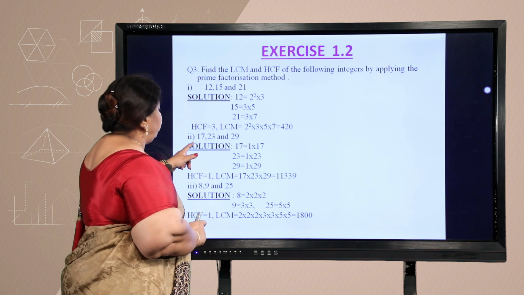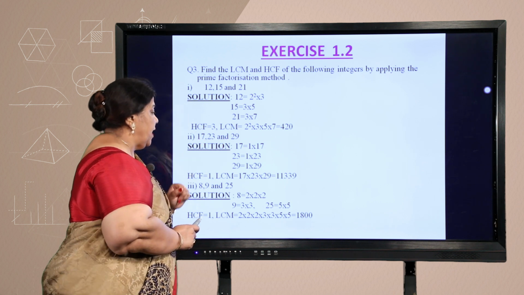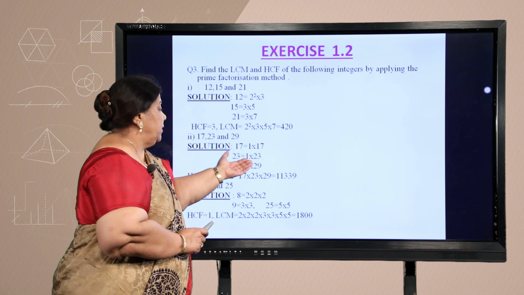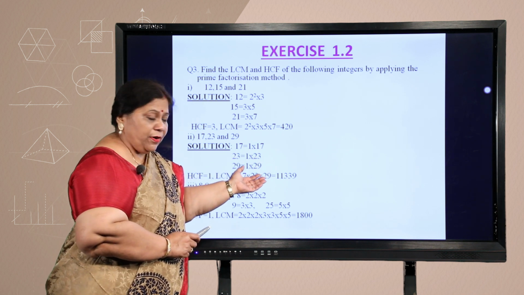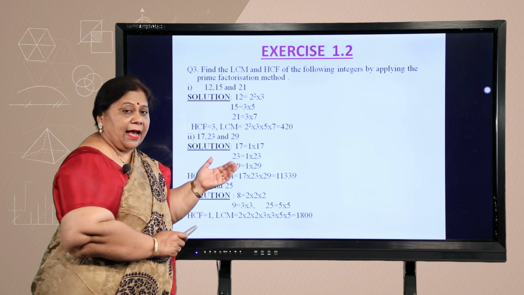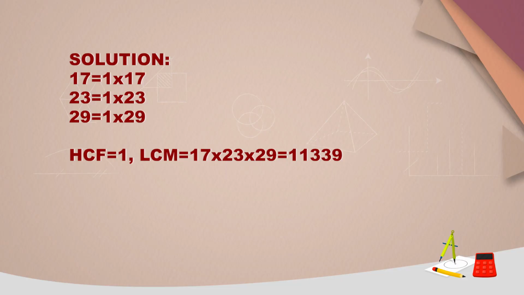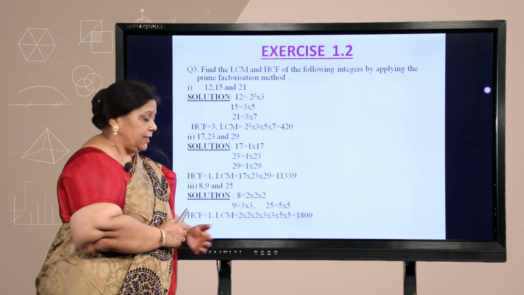In the next question, we have to again find LCM and HCF for 17, 23 and 29. Very interesting because can you see all the 3 numbers are prime numbers. 17 has only 2 factors, 1 and 17, 23 again has only two factors, 1 and 23, 29 again has only two factors, 1 and 29. So, HCF obviously is 1 and LCM is 17 into 23 into 29. So, that is 11,339.